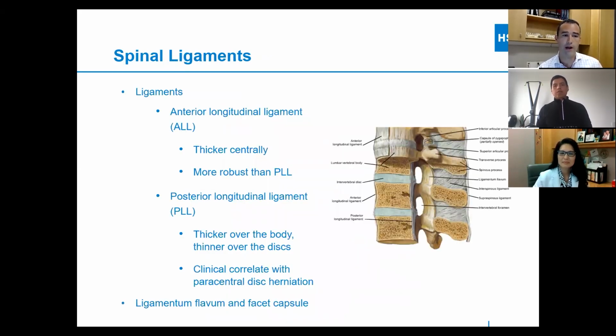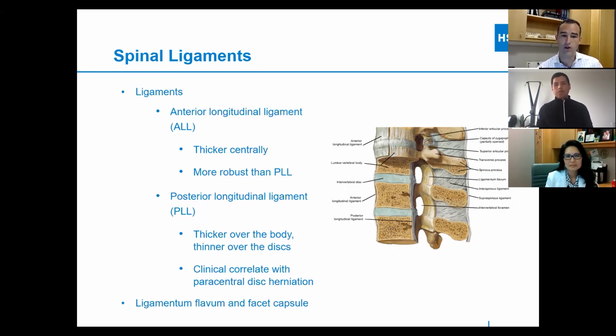And finally, we have spinal ligaments. These are present throughout the spine from the base of the skull all the way down towards the sacrum. We have a ligament in the front of the spine called the anterior longitudinal ligament. We have a ligament that forms the front border of the spinal canal called the posterior longitudinal ligament. This is thick over the vertebral body, but as we move out to the sides, it becomes very thin. It's this weak point in the ligament that can allow a disc herniation to come out and compress a nerve.